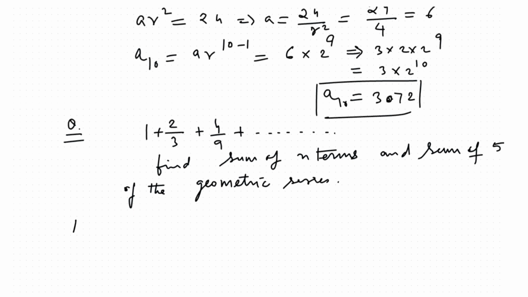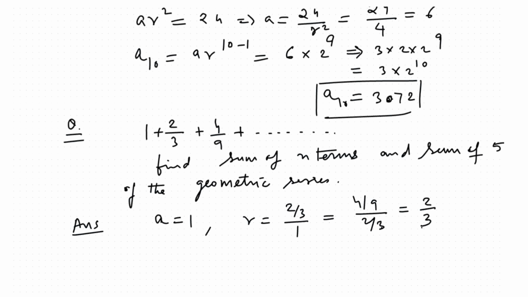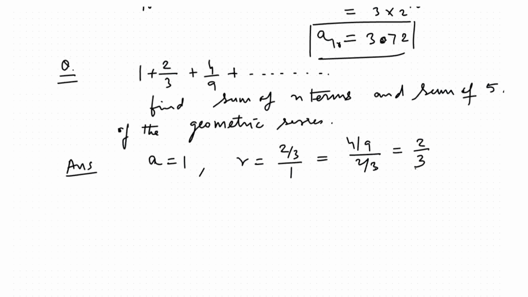Okay, so let's understand this series. What does the series give us? The first term a is 1, just by seeing we can know. And what is my r? R is 2 upon 3 upon 1, which is same as 4 upon 9 upon 2 upon 3. So I would get my answer of r as 2 upon 3. Now, what is my summation of n terms? Since r is less than 1, what should be my formula for Sn? Sn should be a times 1 minus r power n upon 1 minus r.